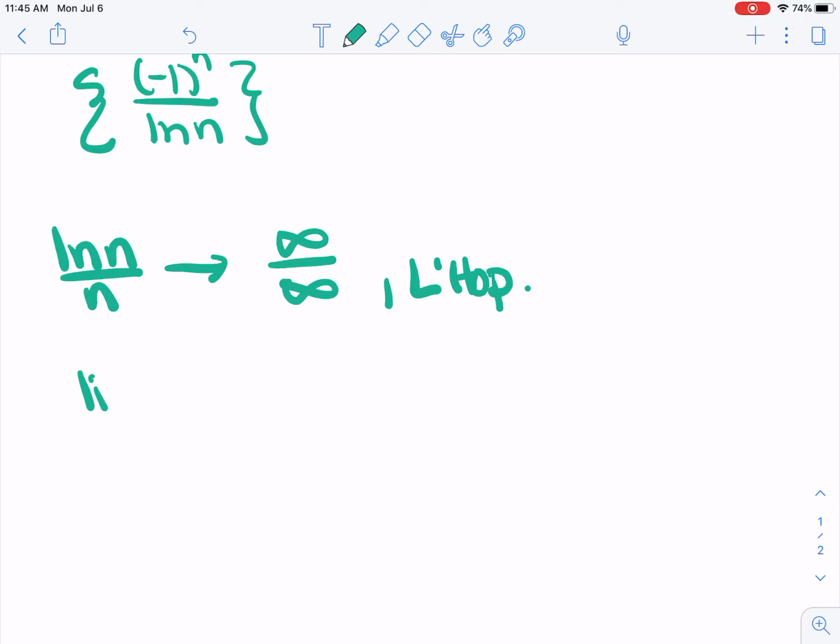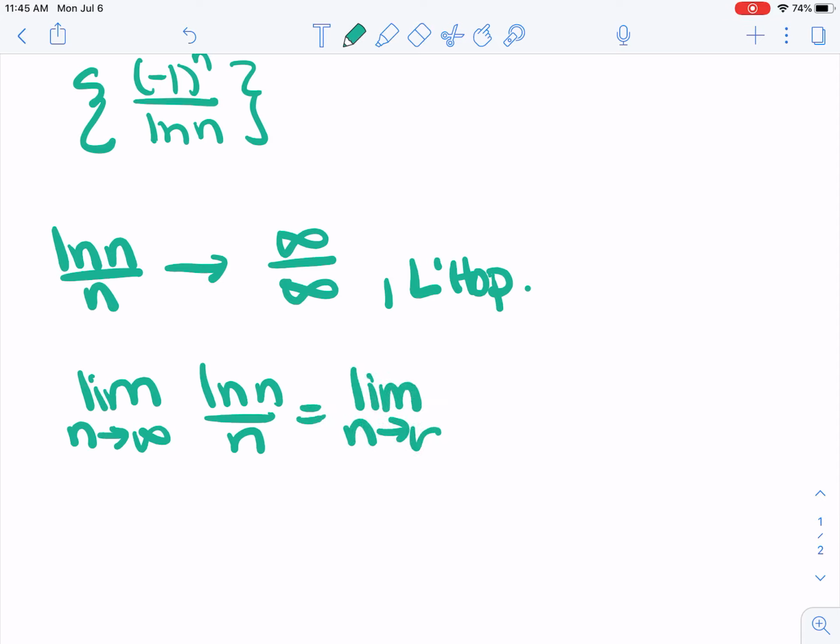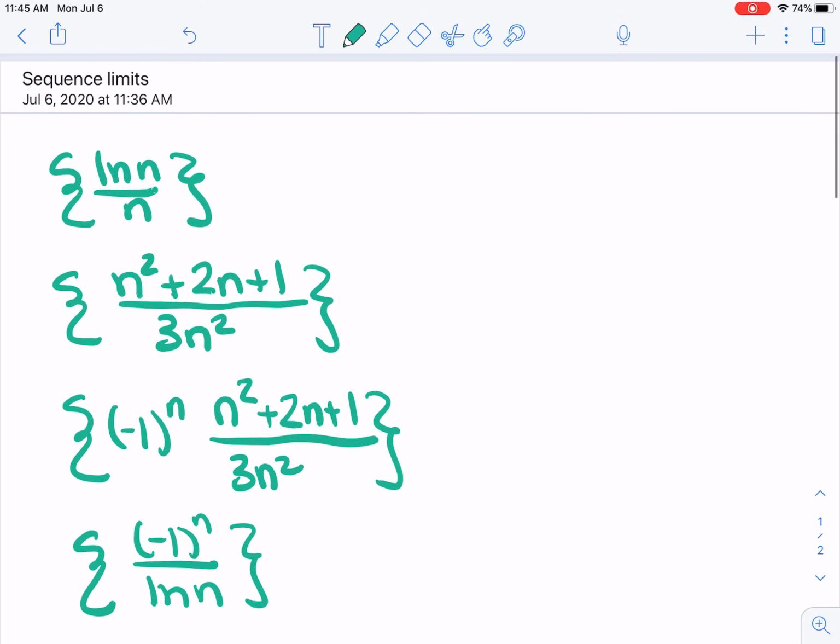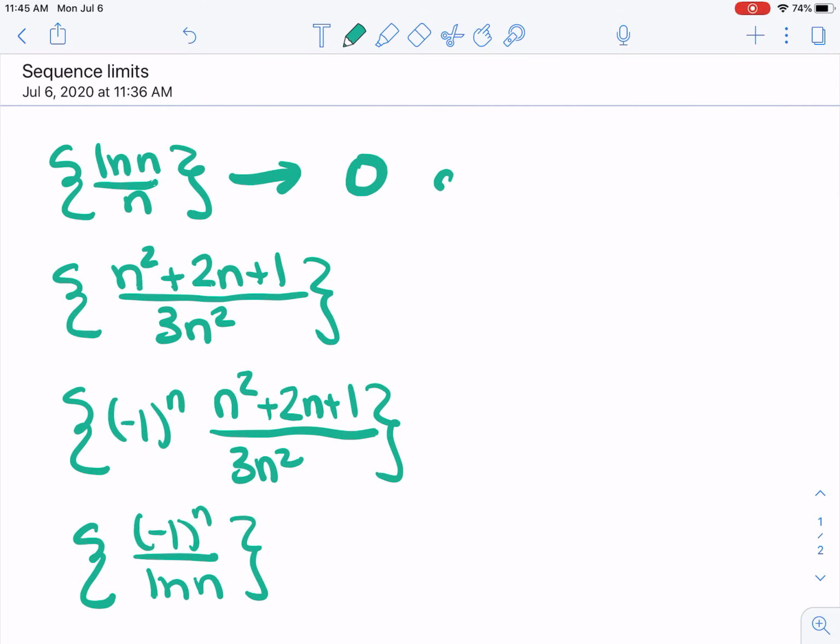L'Hopital's rule tells us the limit as n goes to infinity of the natural log of n over n is the same as the limit as n goes to infinity of the derivative of the numerator over the derivative of the denominator. So that's the limit as n goes to infinity of 1 over n, which is 0, divided by 1. So that's 0. So that sequence does have a limit, and that limit is 0. So that is a convergent sequence, or that sequence converges, and it converges to 0.